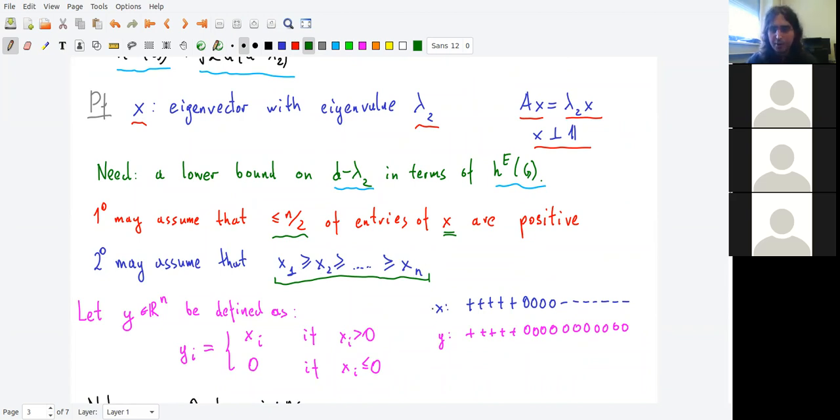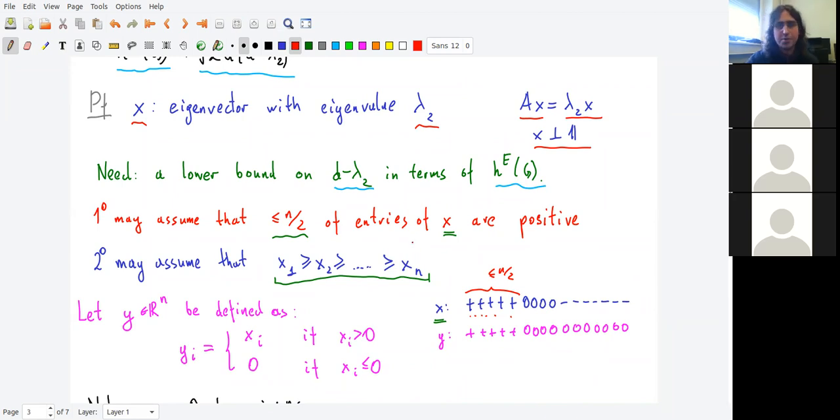So this is more or less how x now looks. First, there are some positive terms, at most half of them, then maybe there are some zeros, and then there are some negative terms.